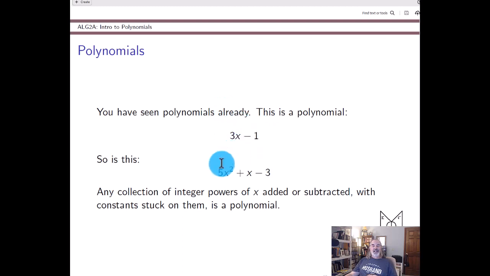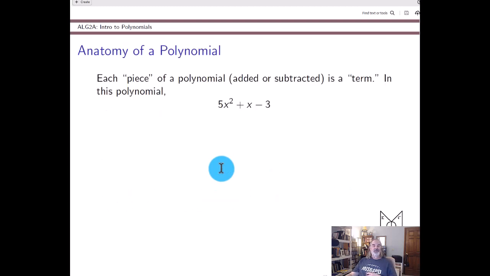It's expressions like these which involve integer powers of x, positive integer powers of x, none of that 1 over x nonsense. Maybe there's constant multiples on the powers of x, and then these terms are added and subtracted, and that is a polynomial. You can go read a much more technical definition of what it is, but they're kind of easy to identify. Okay, so every building block of a polynomial, every piece, the little bits that are added or subtracted are called terms.